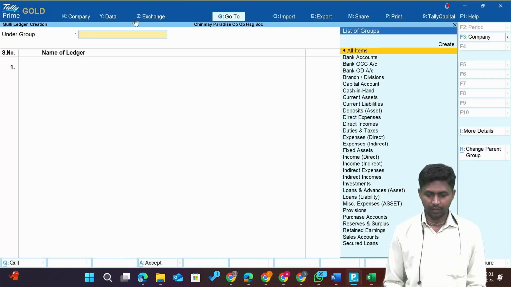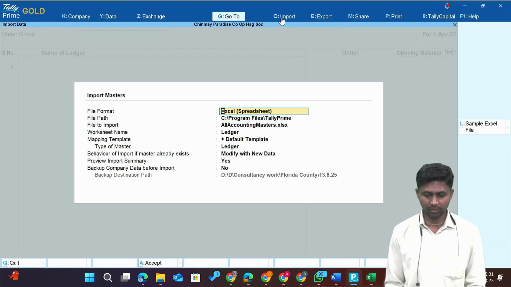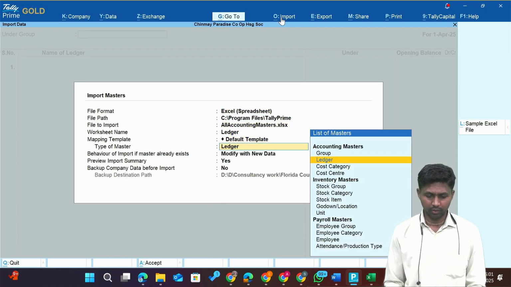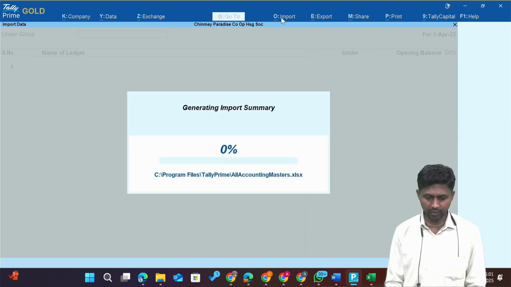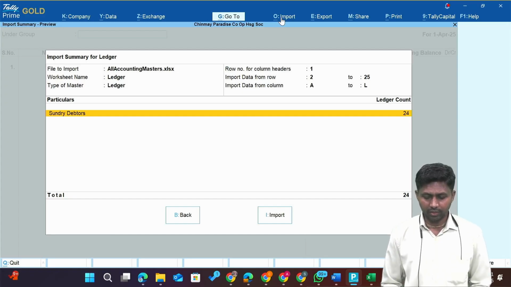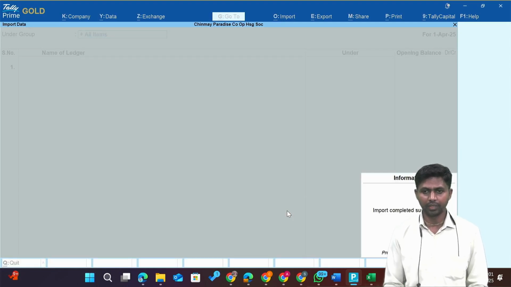In tally, now import, and in the import, let's say what we want to import: masters. Enter, enter, ledgers only. Yes, ledgers we want to import. Here also modified with new data. This is also correct. Enter, 25 ledgers tally found, and tally is asking, do you want to import? Say import. Okay, imported. Import completed successfully.